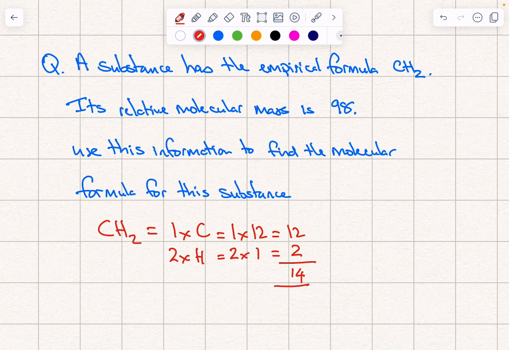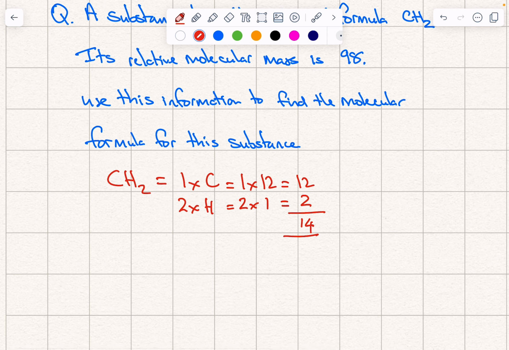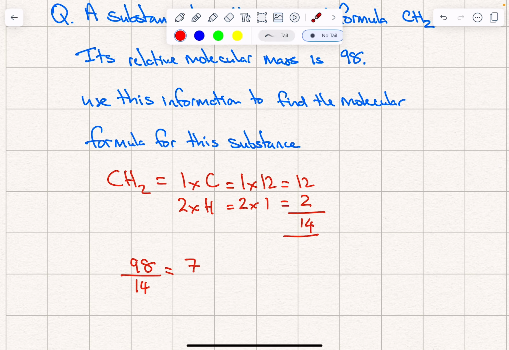Okay, now what I need to do is get that ratio between the empirical formula and the molecular formula, and to do that all I need to do is take the mass of the molecular formula, divide it by the mass of the empirical formula, so let's just do that on my calculator, and that's giving me a factor of 7. So this means that my empirical formula has to be 7 times heavier to make it the molecular formula.